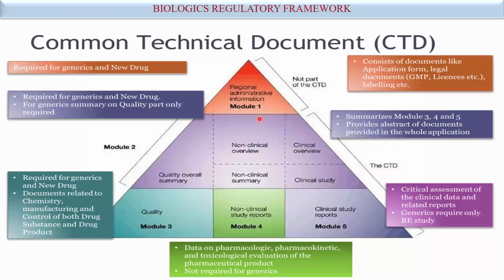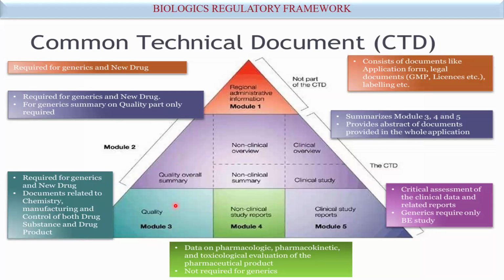Especially we are talking about common technical documents. We will have 5 modules. Module 1 is regional information, having only administrative information: licenses, applications, and cover letters. It is like an overview of what it contains. Module 2 is like an index for module 3, module 4, and module 5.